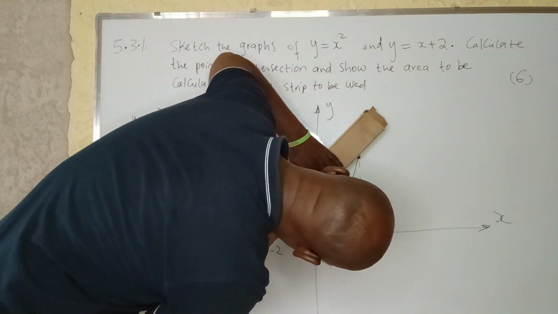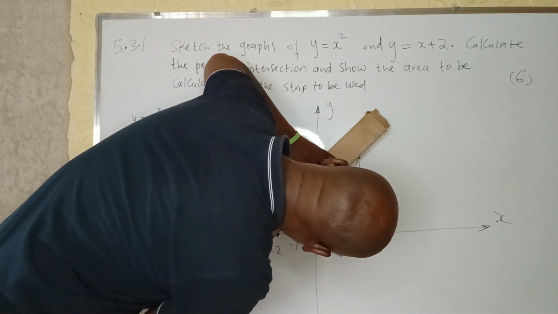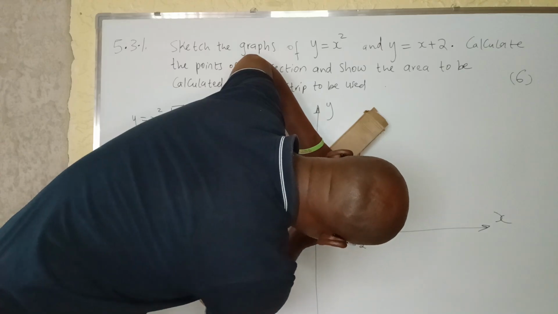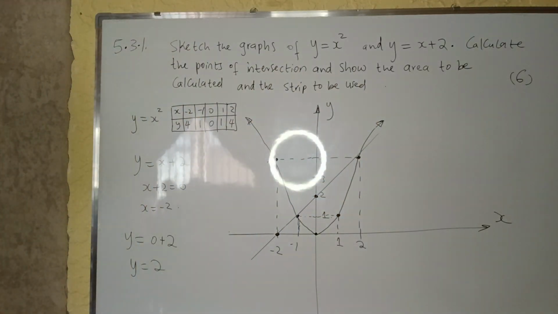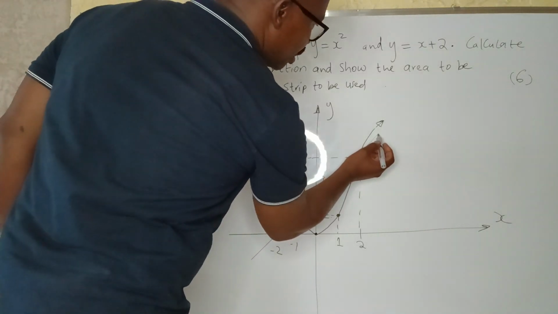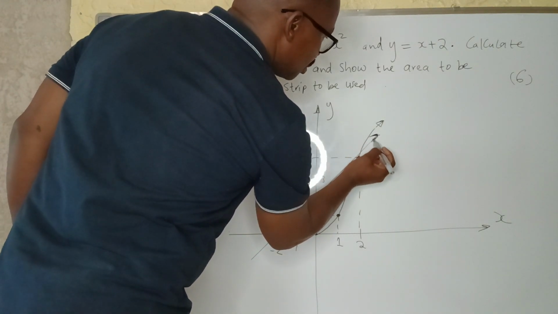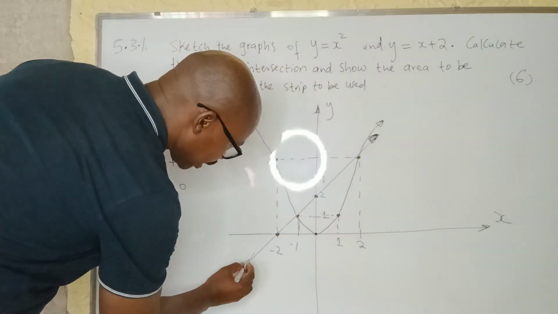I don't have a ruler, but we always improvise. I didn't bring a ruler with me, but we can always improvise. We can't fail because we said we don't have a ruler. This one is our straight line graph. There it is.